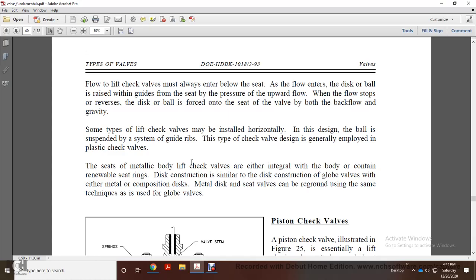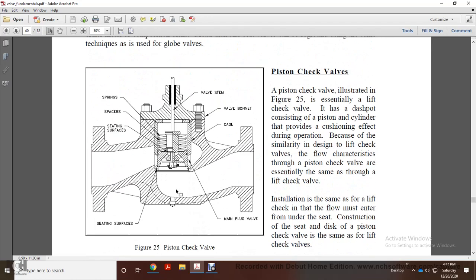Some types of lift check valves are installed horizontally. The design has the ball suspended by a system of guide ribs. This type of check valve design is generally employed in plastic check valves. The seat and body of metallic lift check valves are either an integral body or contain renewable seat rings. This construction is similar to the disc construction of globe valves, either metal composition disc or metal disc. Seat valves can be reground using the same techniques as used on globe valves.